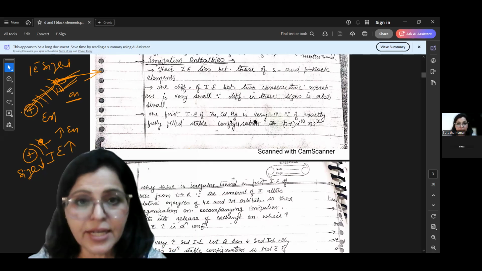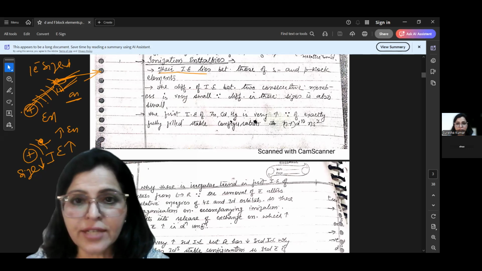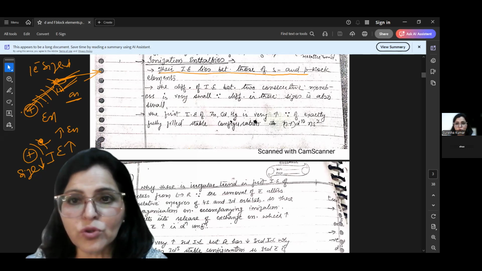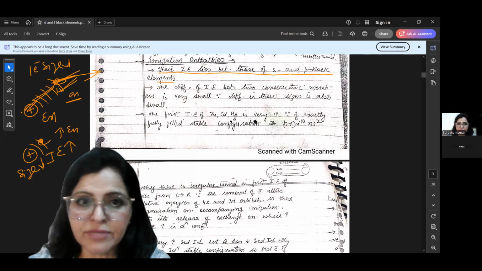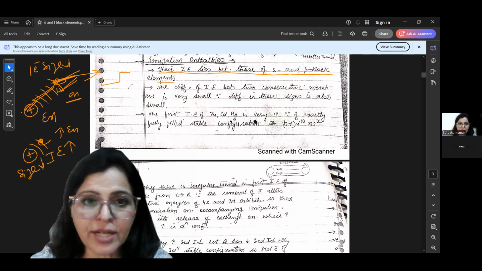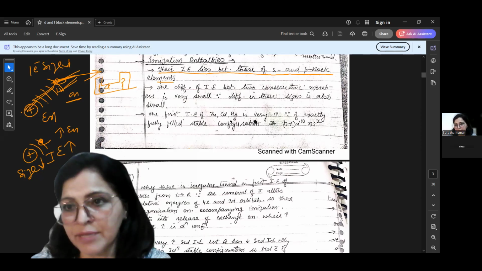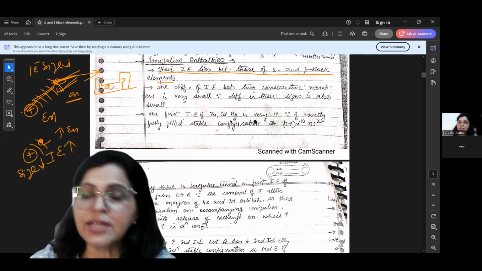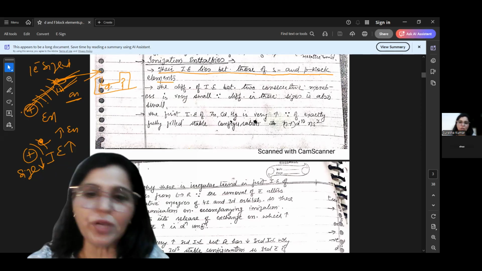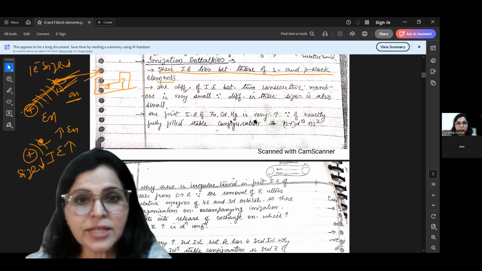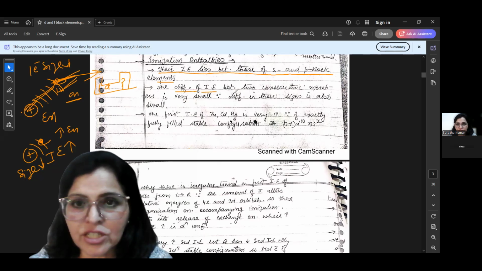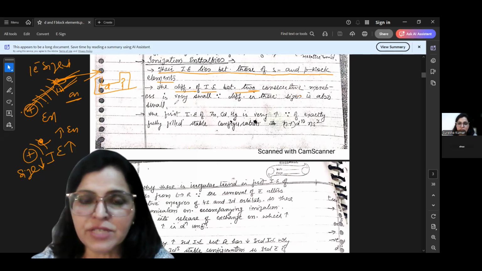So let us see. Their ionization energy lies between those of S and P block elements. Why? These are the S block elements and these are the P block elements. So D block elements are kept in between the S and P block elements. That's where their ionization energy will also be in between these two. The difference of ionization energy between two consecutive members is very small.